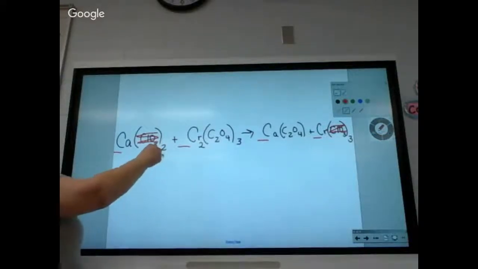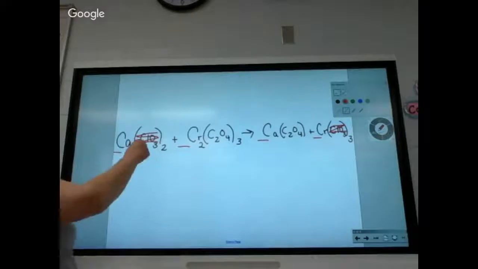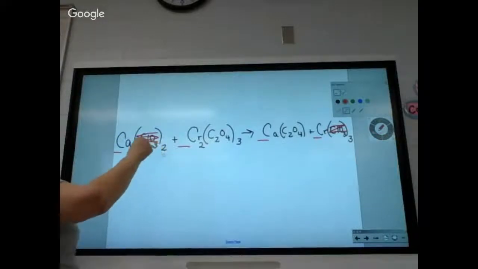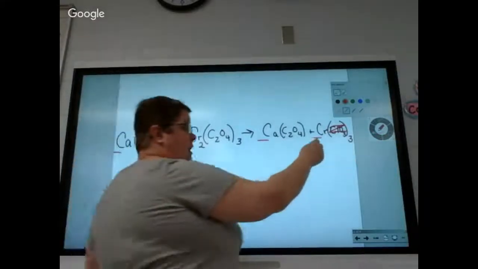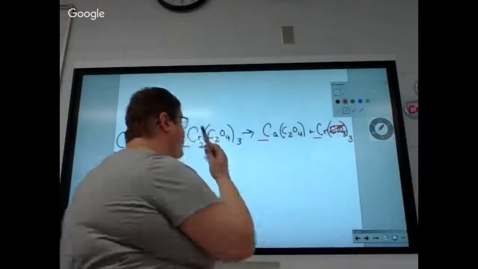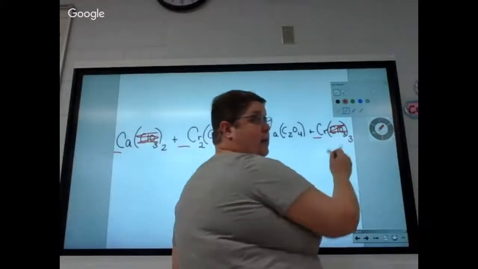Does everybody see that? I know Jaden and Tomas are with me. Does everybody else see that? The 3 is inside. There's 3 chlorates. The 3 is on the chlorates. There's only 2 of them. 2 chlorates here. And there's how many chlorates on this side? 3. So can I get 3 chlorates here or 2 chlorates here?